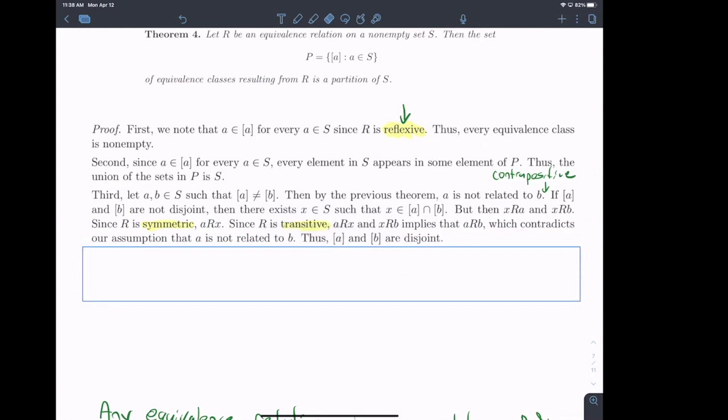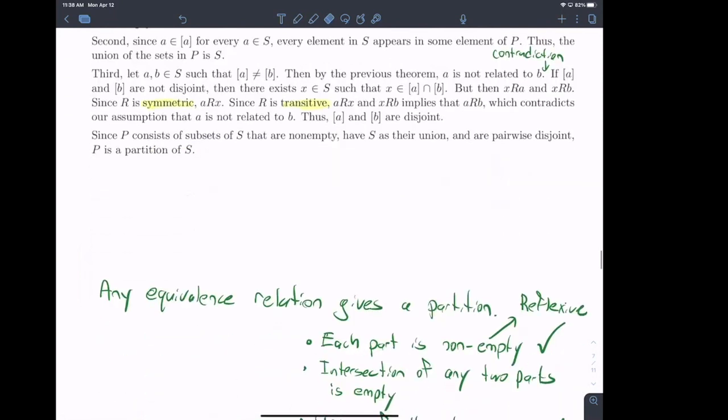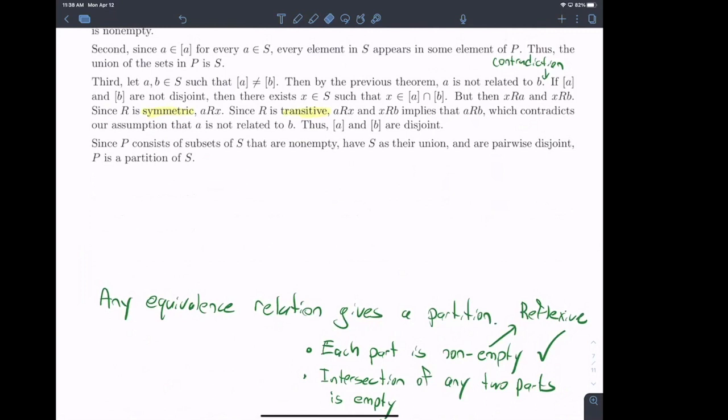I think I said contrapositive here. Sorry, I meant contradiction. So therefore, they have to be disjoint. And that proves the last property. So these symmetric, reflexive, transitive properties, first of all, tell us that these equivalence classes are nicely well defined. Secondly, they actually give us a partition of the set.